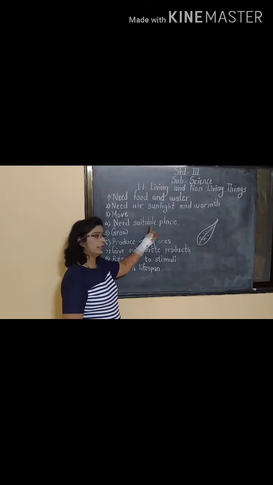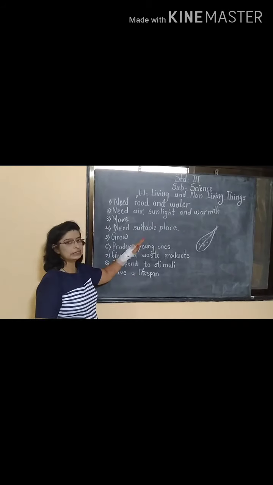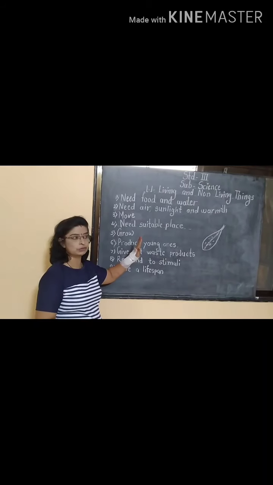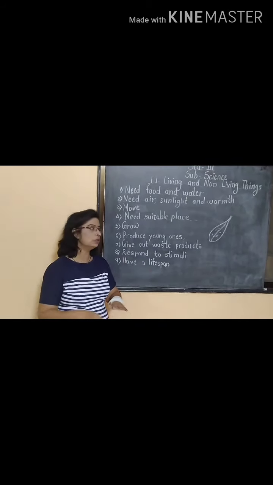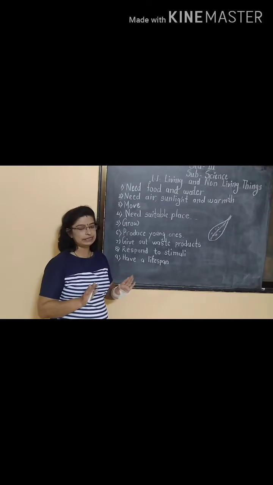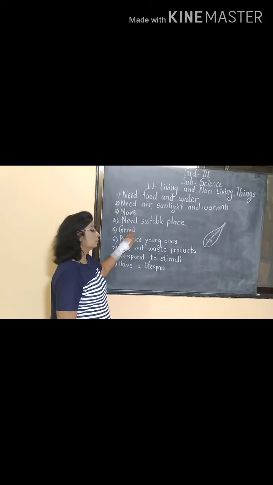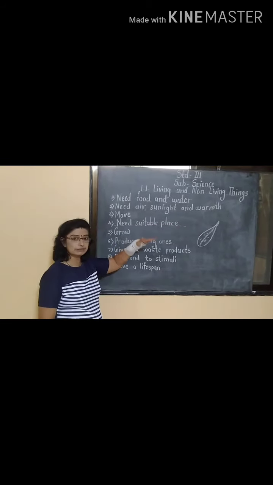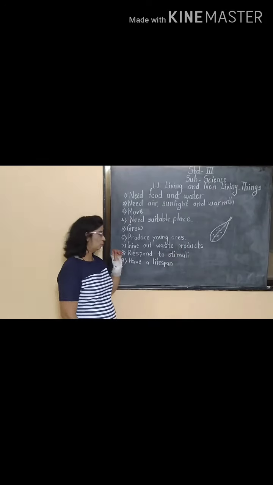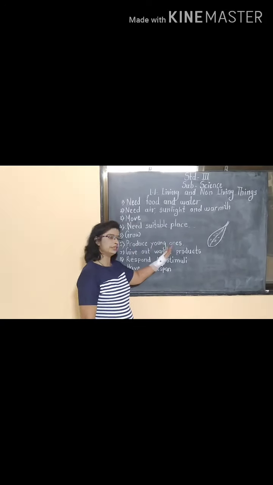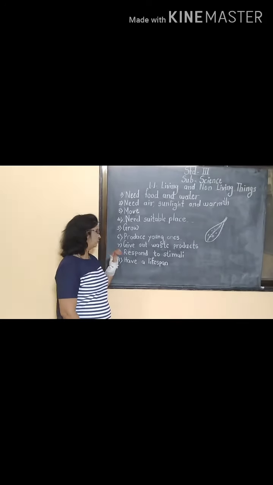Living things need a suitable place to live, a suitable place to survive. Non-living things do not need a suitable place to live. If you put the car in the rain, in the sun, it may be placed there. They may live there also. Then living things grow step by step. Growth is found, while non-living things do not grow. Living things produce young ones. Non-living things do not produce young ones.